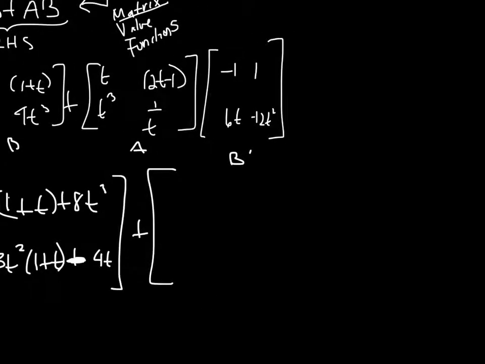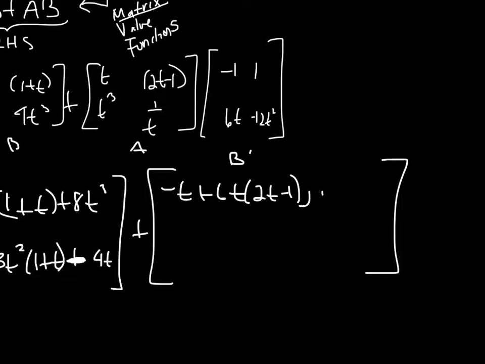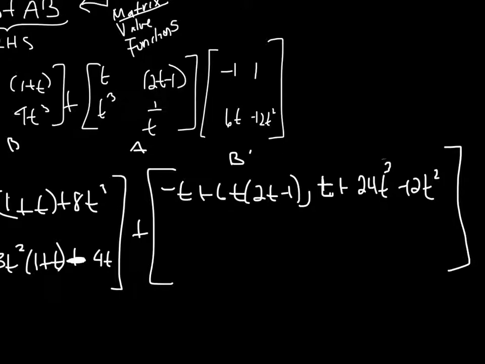Our next 2 by 2 matrix is very similar. This row times this column for this entry, then this row times this column for this entry, and so forth. So we obtain negative t plus 6t, 2t minus 1, and comma, let's see, we have t plus 24t cubed minus 12t squared. Let me make some more room since I write really big. Next row times column: negative t cubed plus 6, and t cubed plus 12t.